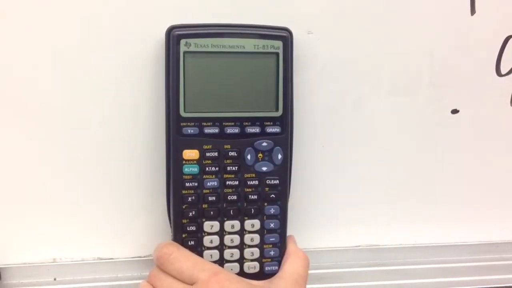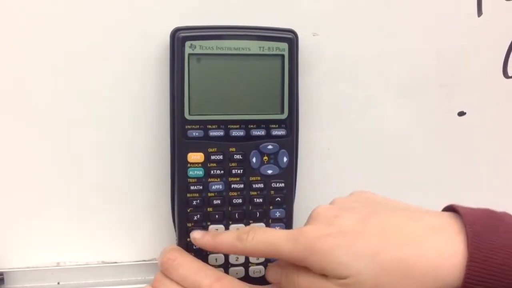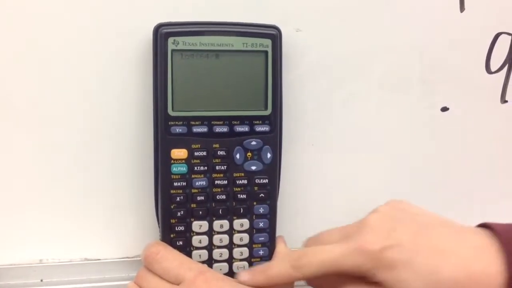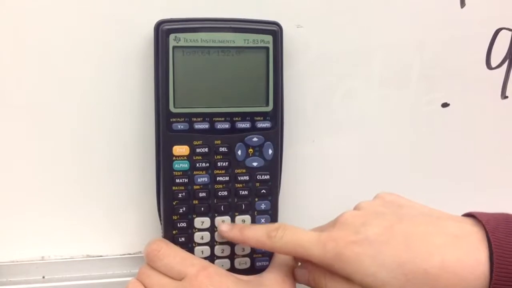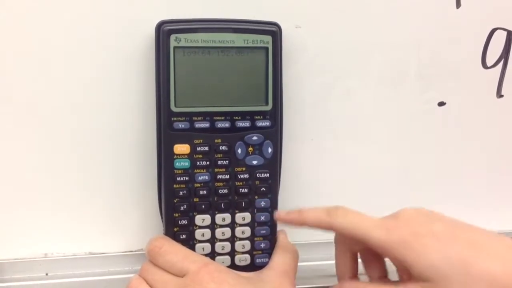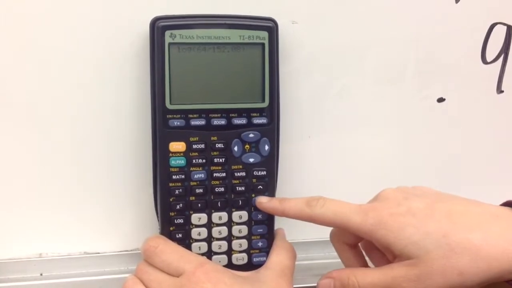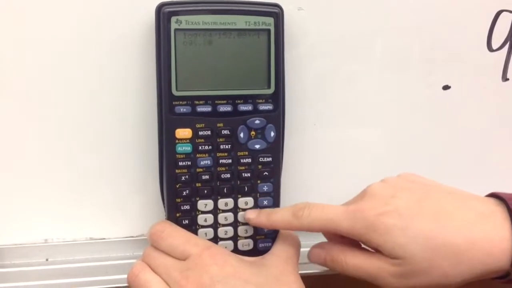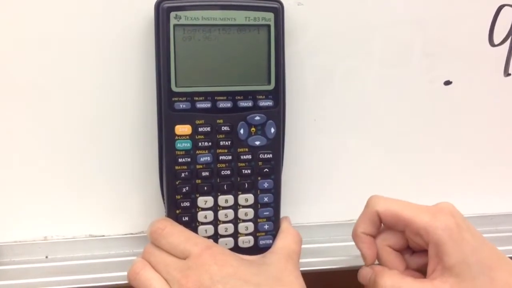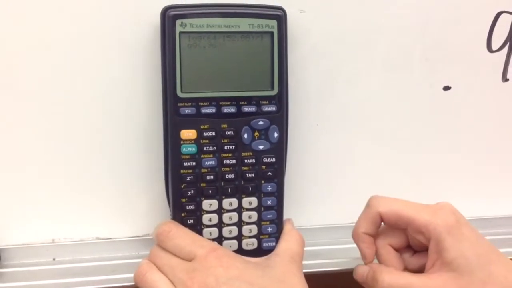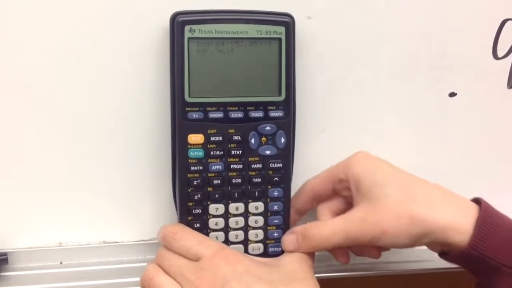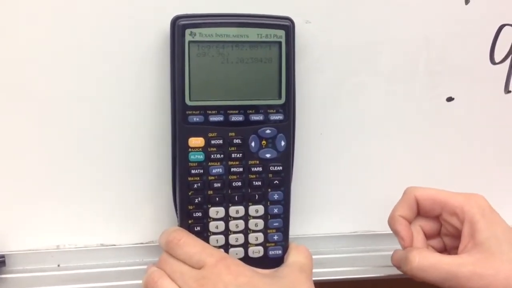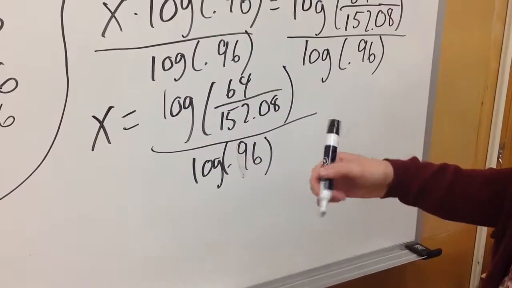So now I'm going to show you how to put this into the calculator. So we have log, which is right here, of 64 divided by 152.08. This is where I close my parentheses here, just like I have where it's written, and then divided by log of 0.96. Close my parentheses again. And here you can see I don't really have anything special going on with the parentheses. It's just exactly what I have written there anyway. All right, so we press enter, and we get about 21.20.